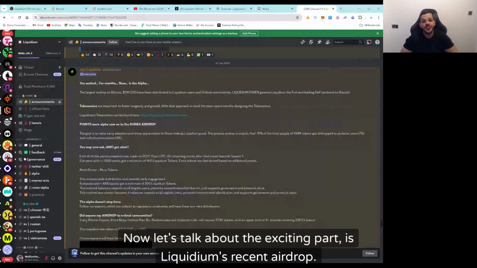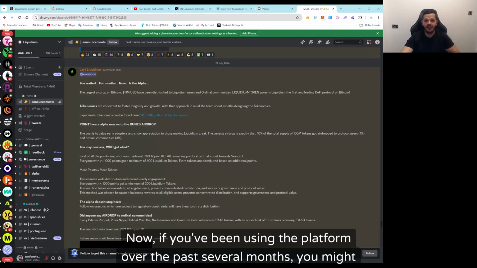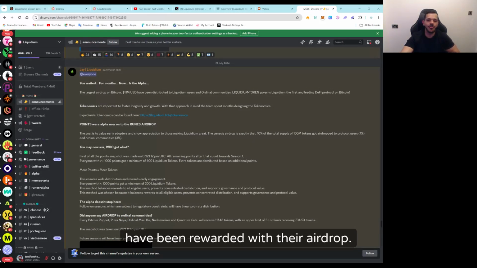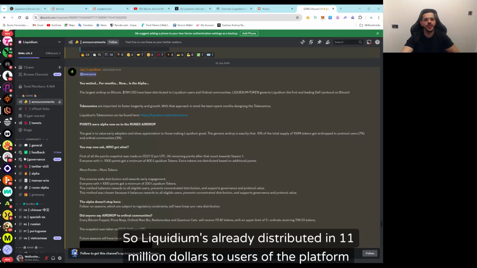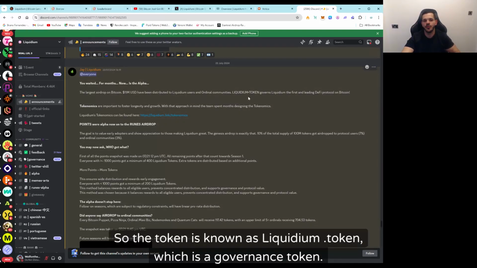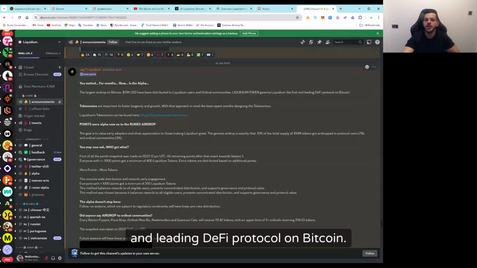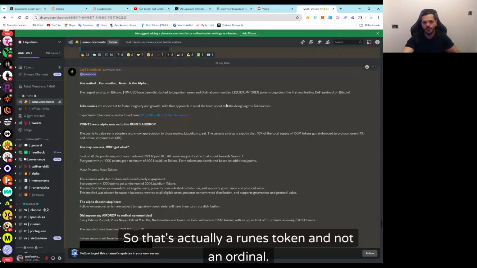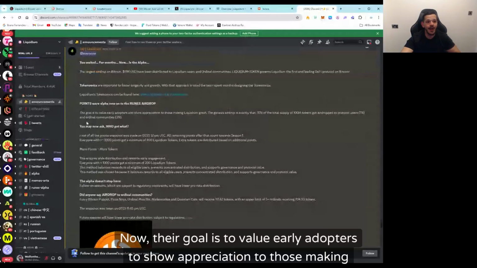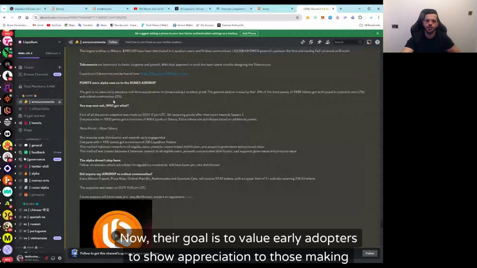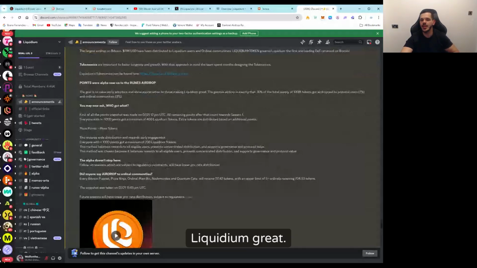Now let's talk about the exciting part, which is Liquidium's recent airdrop. If you've been using the platform over the past several months, you might have been rewarded with their airdrop. Liquidium's already distributed $11 million to users of the platform and ordinal communities. The token is known as Liquidium.token, which is a governance token and leading DeFi protocol on Bitcoin. That's actually a runes token and not an ordinal, just to make that clear. Their goal is to value early adopters to show appreciation to those making Liquidium great.